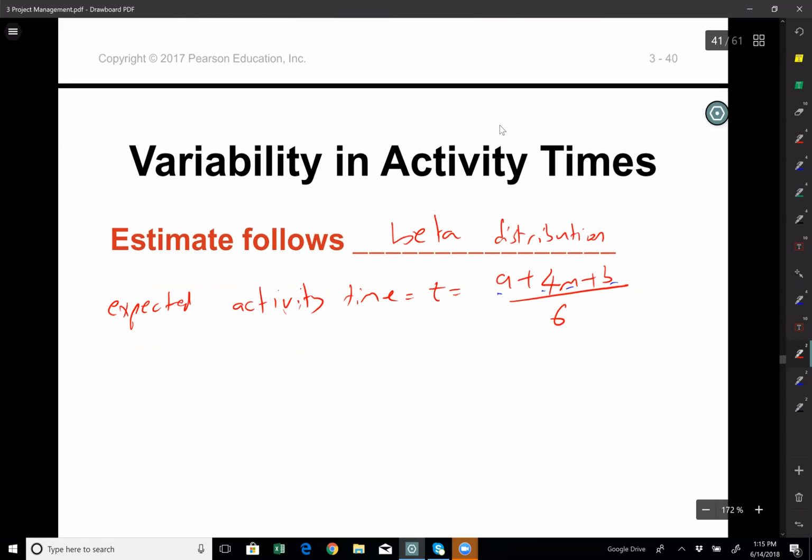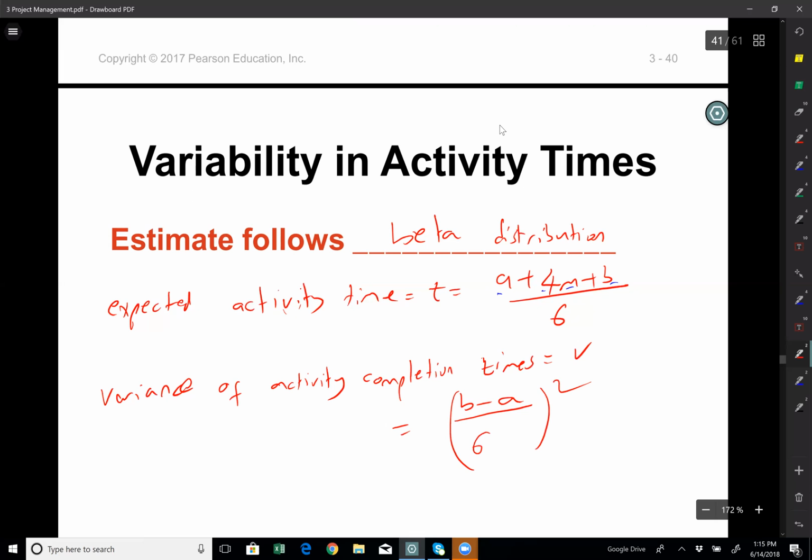We can also calculate the variance associated with an activity, variance of activity completion times. And I will denote this one with V, which is equal to pessimistic time minus optimistic time, B minus A, divided by 6, squared. And this is the variance.